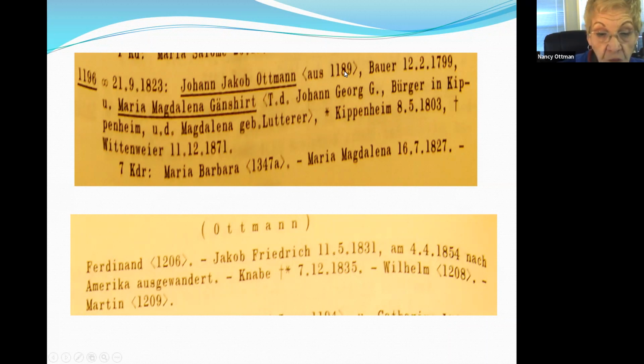And then if you look at like Maria Barbara, the very first one that was here, you need to go look at 1347, because it will list her and her husband and their children. So you have to do a lot of flipping back and forth, but it's well worth the time for all of that valuable information.